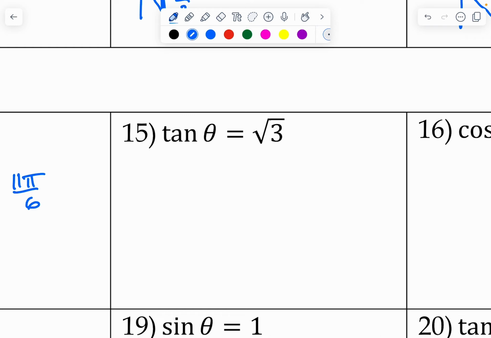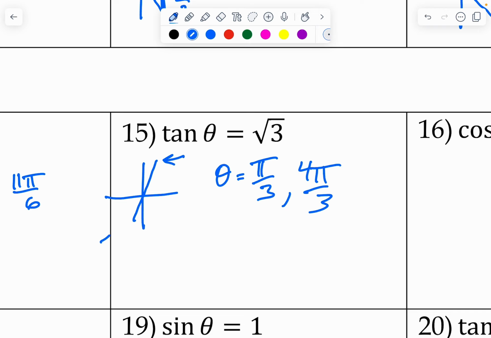Tangent is slope. Okay, so think slope. I want a steeper slope. So on here, it's a positive steeper slope. This is the pi over 3 family. So it's 1 pi over 3, and then down here in this quadrant, it's 4 pi over 3. So this is 1 pi over 3, this is 4 pi over 3.